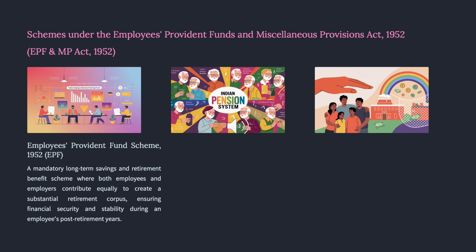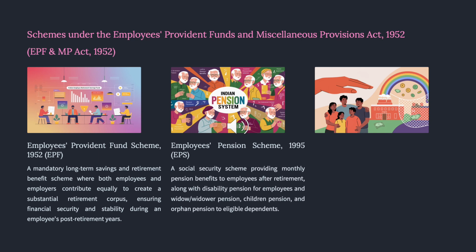Employees' Provident Fund Scheme, 1952, EPF: a mandatory long-term savings and retirement benefit scheme where both employees and employers contribute equally to create a substantial retirement corpus, ensuring financial security and stability during an employee's post-retirement years.